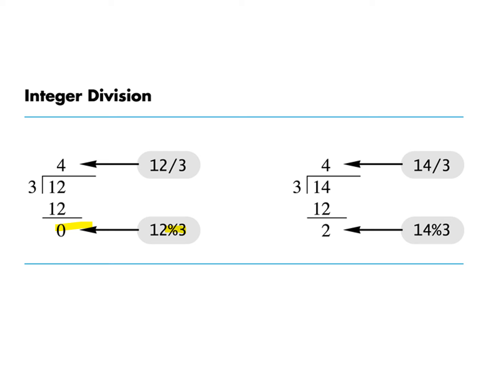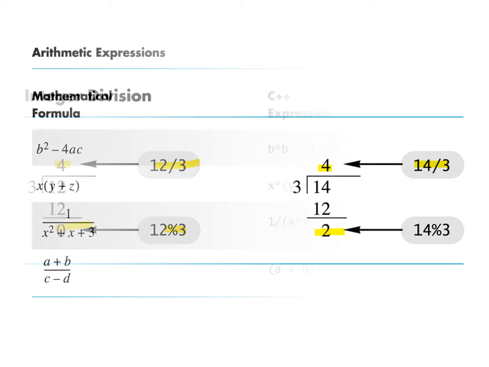If the question asks you 12 divided by 3, then you need to answer this. But if the question provides you the modulus symbol, then you will answer this. For 14 divided by 3, if it's integer division, you will get this, and then if you get the 2, it is from 14 modulus of 3.